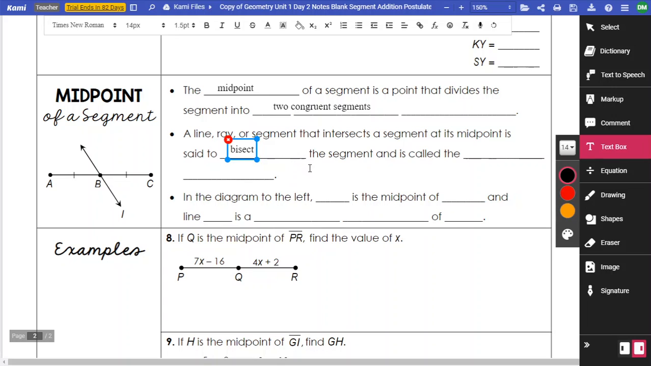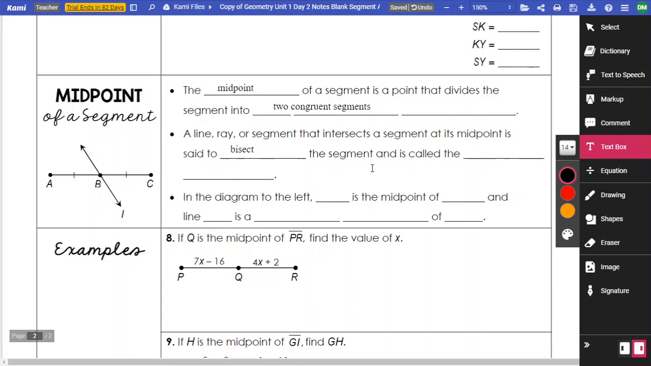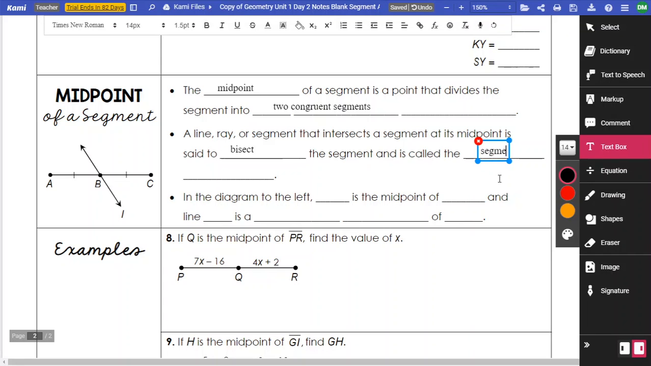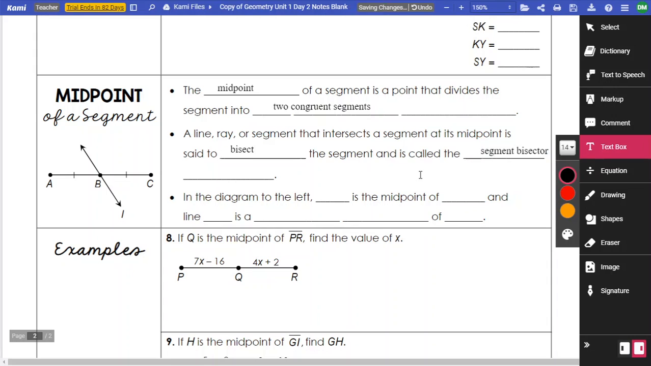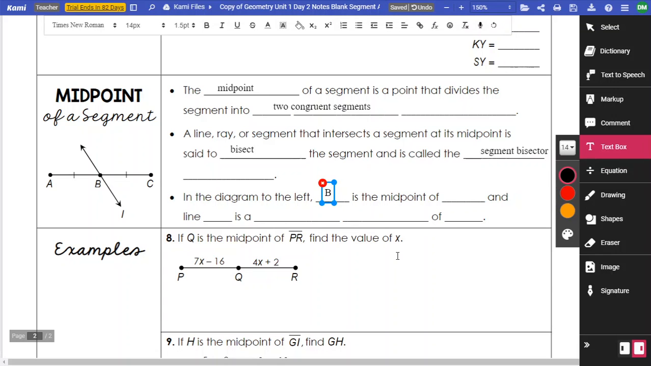So a line, ray, or segment that intersects a segment at its midpoint is said to bisect the segment, and it is called the, wait for it, I'm going to blow you away, the segment bisector. Okay, the segment bisector bisects the segment, and bisect just means that we're going to cut it in half.